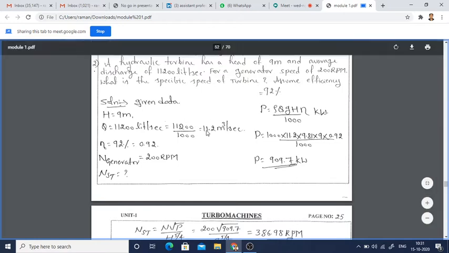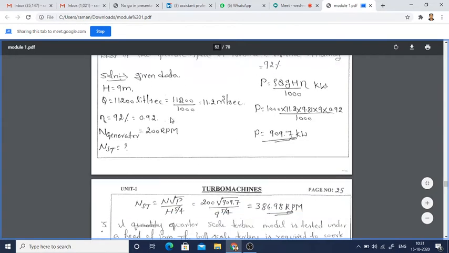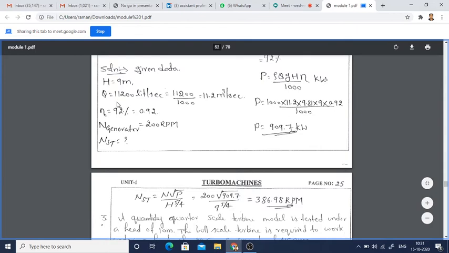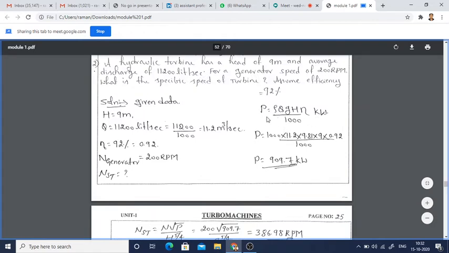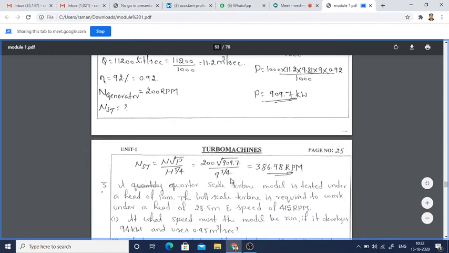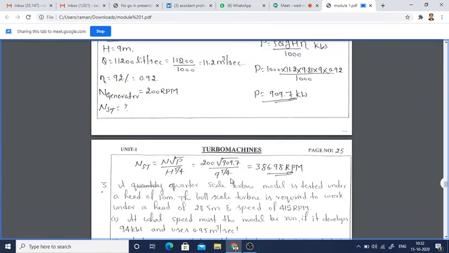The second question says a hydraulic turbine has a head of 9 meter and average discharge of 11,200 liters per second. For a generator speed of 200 rpm, what is the specific speed of the turbine? Assume efficiency to be 92%. So head is given, Q is given, efficiency is given, and 200 rpm they have given. So use the power formula P equal to rho Q g H eta by 1000. By 1000 is to convert it into kilowatt. Substitute it in the specific speed formula.